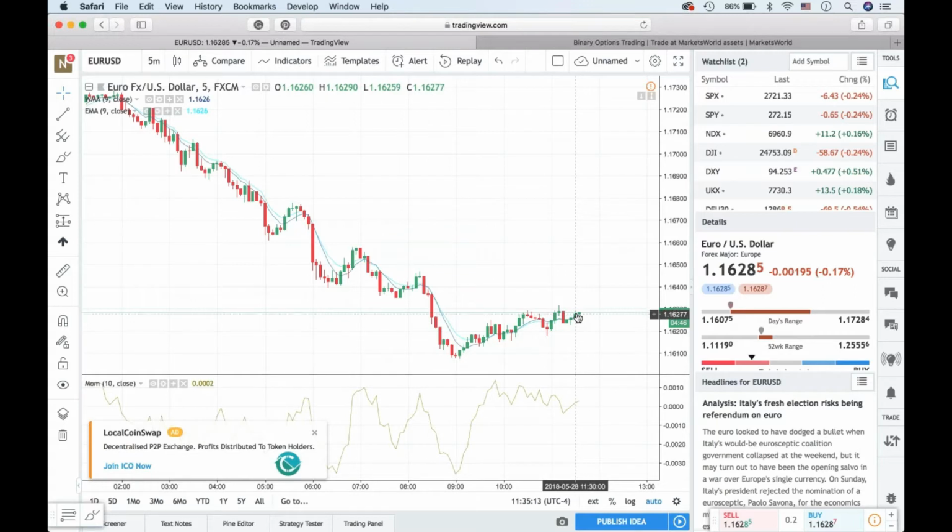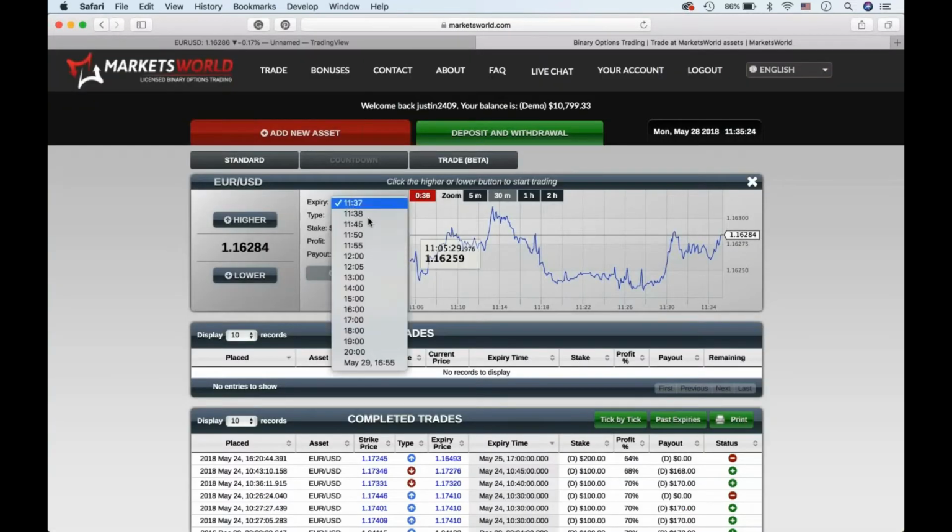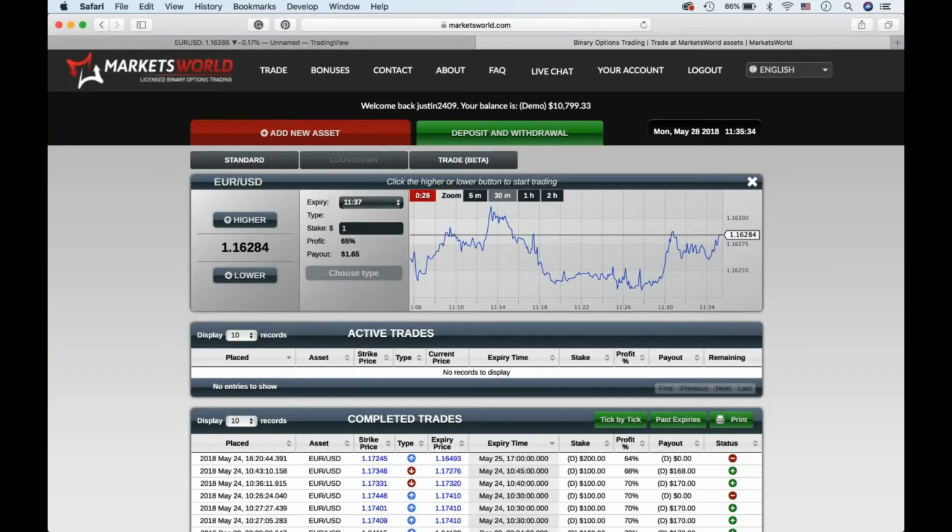And right now we have a new candle opened. So I'm just gonna find the expiration. Right now it doesn't give me any expiration of 11:40. I only have 11:37, 11:38, 11:45. So probably in the next minute we will see it coming in.